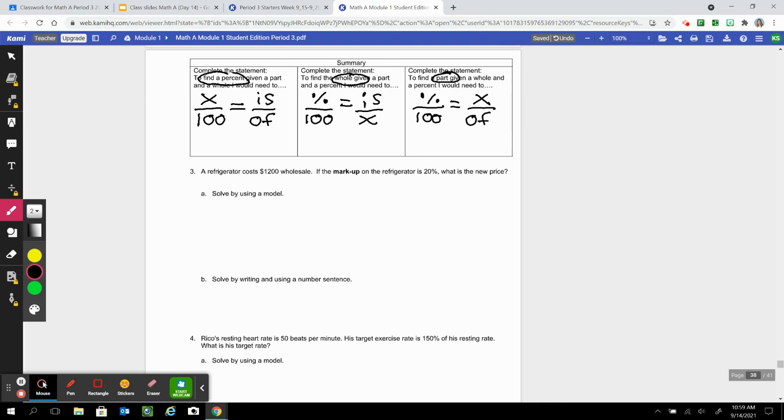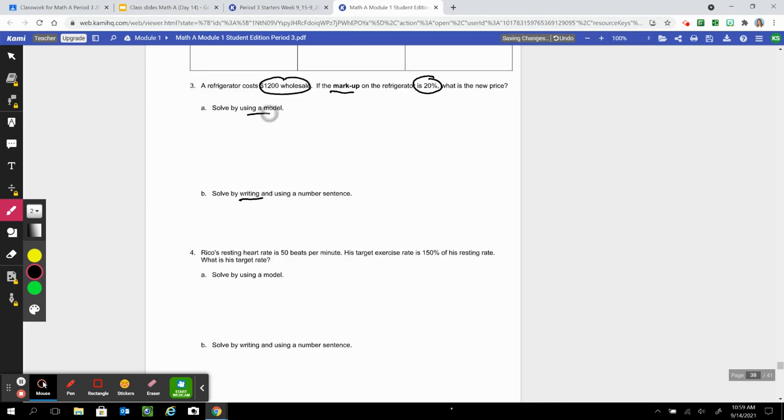A refrigerator costs $1,200. If the markup of the refrigerator is 20%, what is the new price? Well, first let me solve using a model since this is the first time we've done this. So using a model, I'm starting with 1,200. And this would represent 100% of a bar model. 1,200 is my 100% of my bar model.